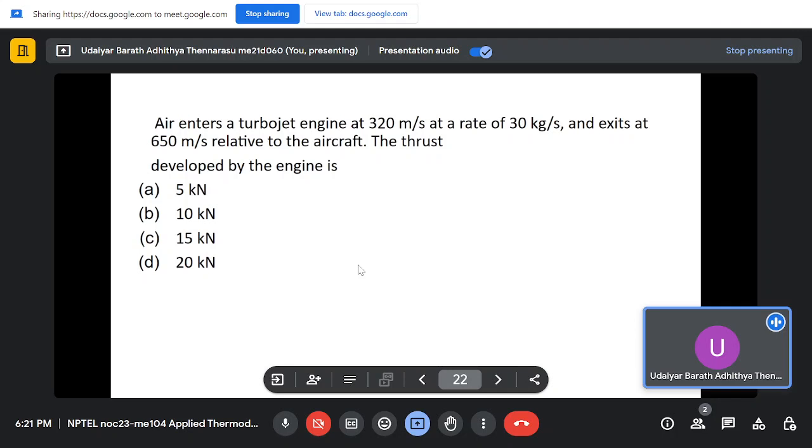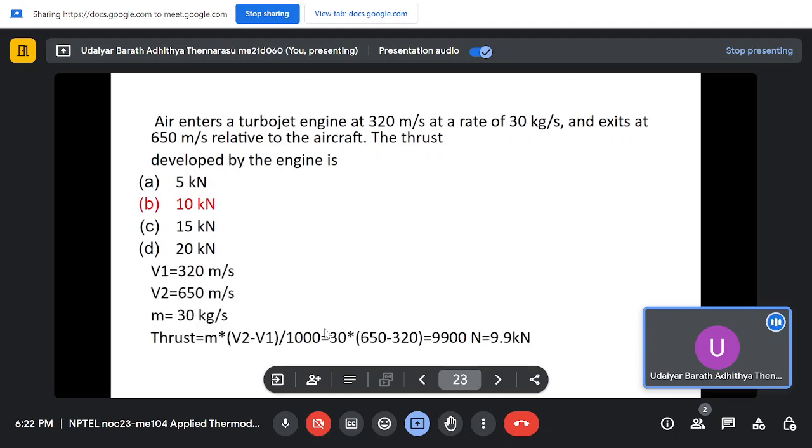So we'll see how to solve this. Air enters a turbojet engine at 320 meters per second at a rate of 30 kg per second. So you know the mass flow rate of air which is entering and its velocity, and it exits at 650 meters per second, so you know that jet velocity too. Relative to the aircraft, the thrust developed by the engine is: the options are 5 kilonewton, 10 kilonewton, 15 kilonewton and 20 kilonewton.